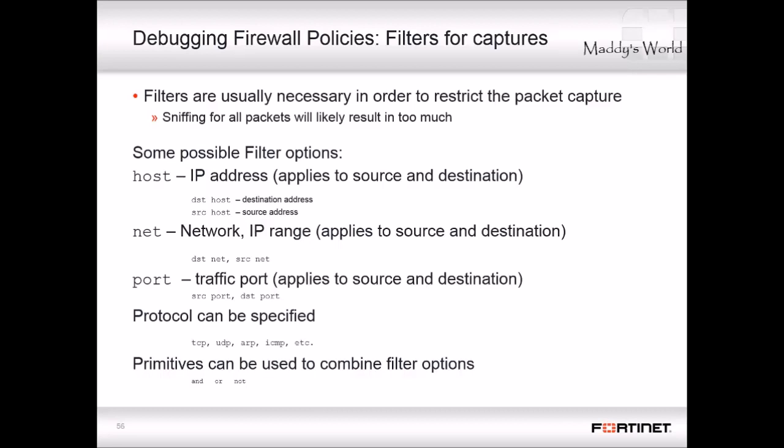The most commonly used filter options are to specify the host or network by source and or destination. Specifying the port and protocol for the traffic is another method of quickly and easily removing information from your packet capture. It's also common to use primitives in order to link more than one condition, like doing a capture for traffic from a particular IP, but specific to several different ports.